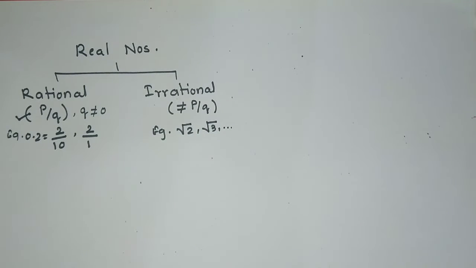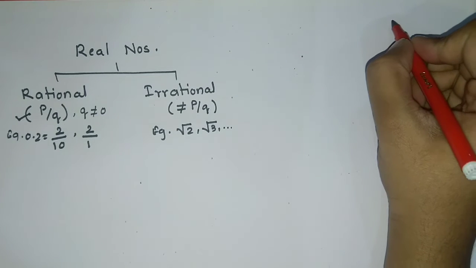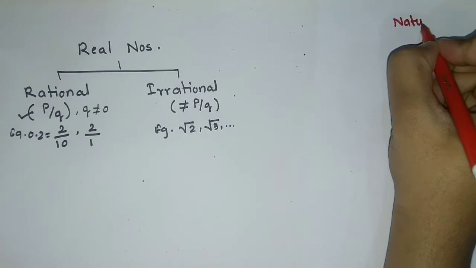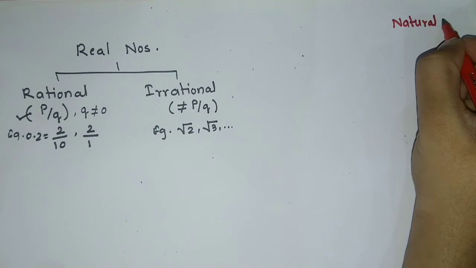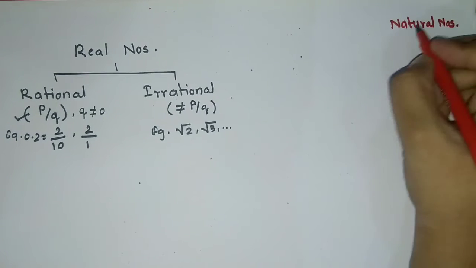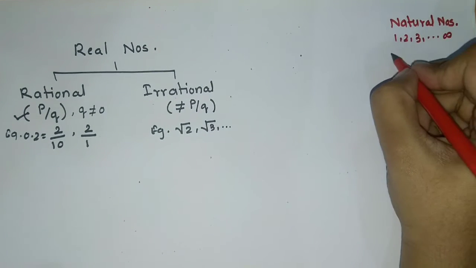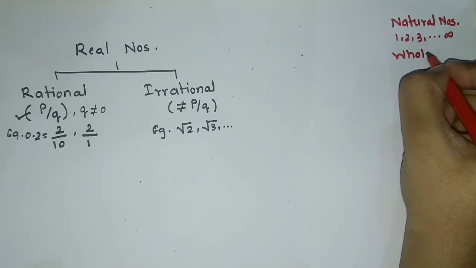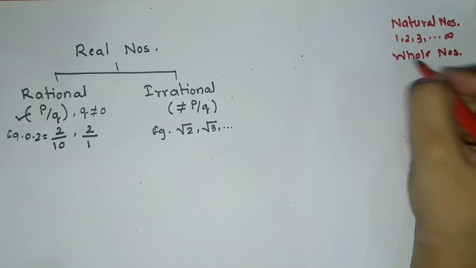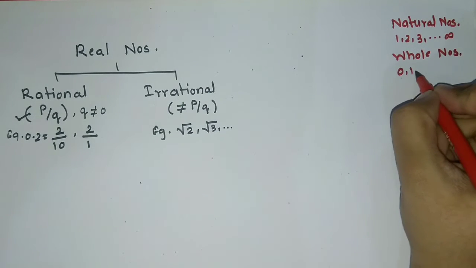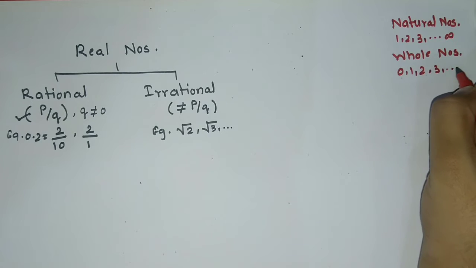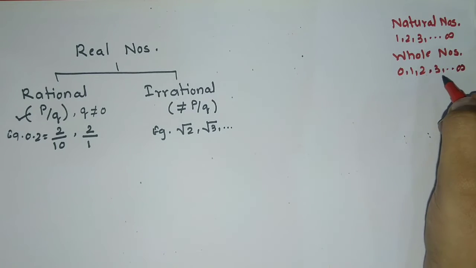There are two more kinds of numbers: natural numbers, which are 1, 2, 3 up to infinity, and whole numbers. If we add 0 to natural numbers, we get the whole numbers up to infinity. We know this.